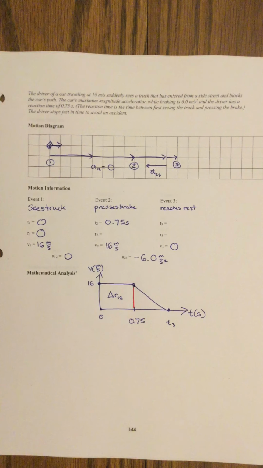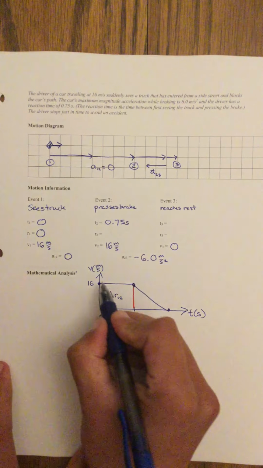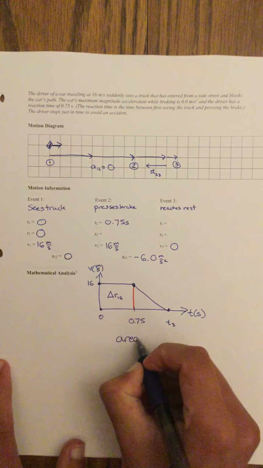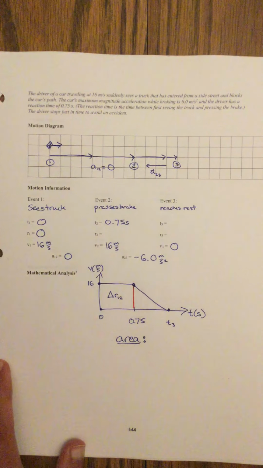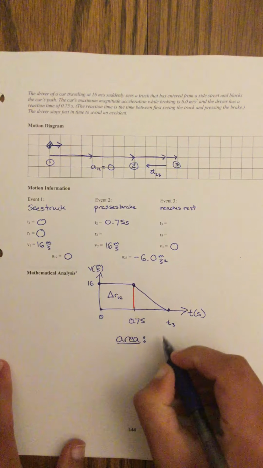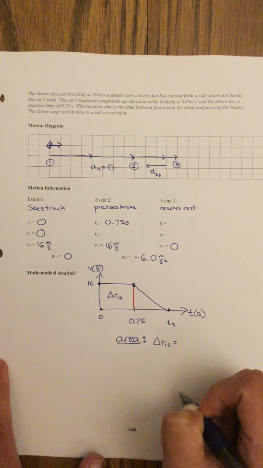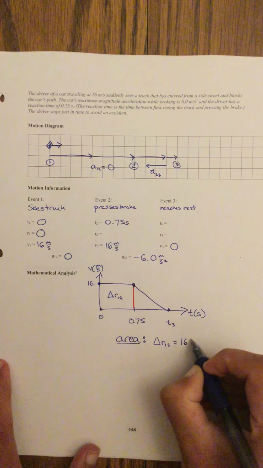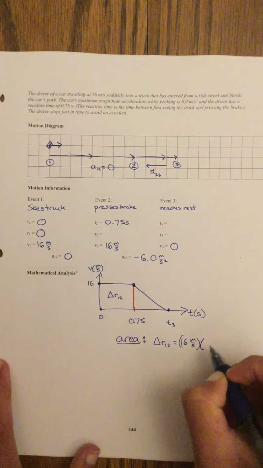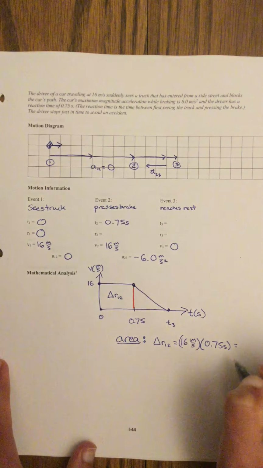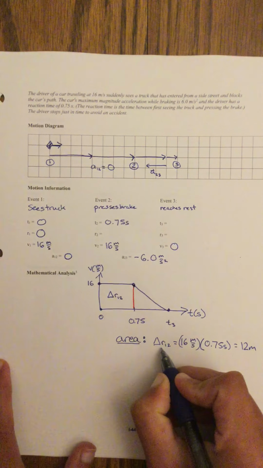Okay, so if I didn't recognize that, then the slope would tell me what one of those were. But the slope isn't going to do anything in this case because I already know this is 0 and this is 16 meters per second, so I'm just going to look at the area now. And I have a rectangle. The area is the change in position. For a rectangle, the area is the base times the height, so this is 16 meters per second for the height times 0.75 seconds for the base, and that gives me 12 meters for the change in position.